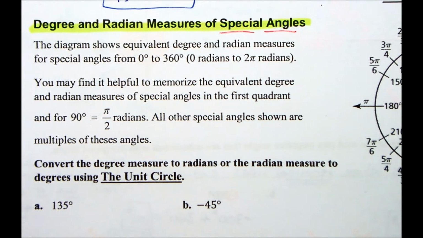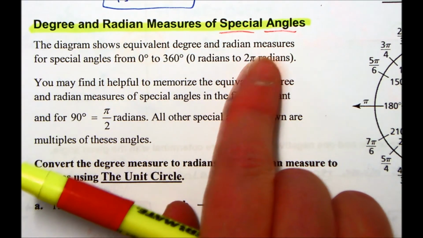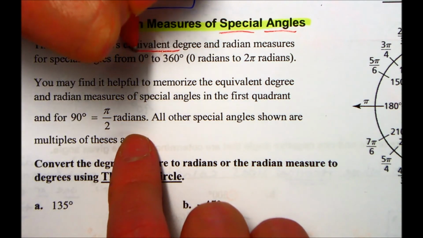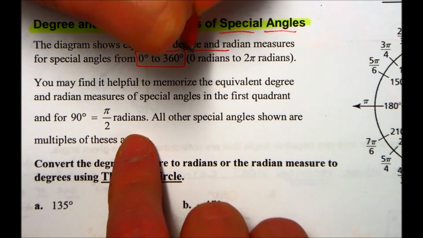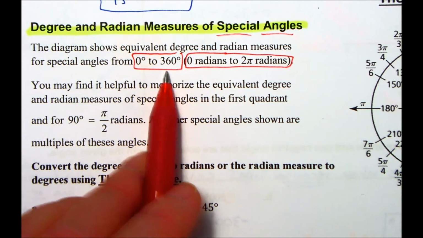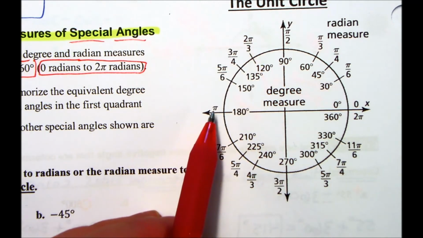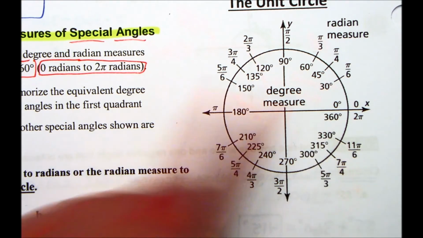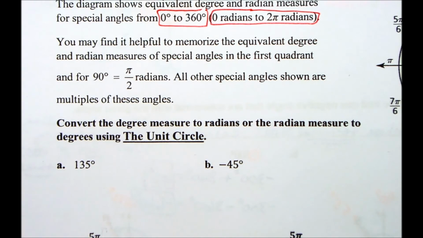Okay, so the diagram shows equivalent degree and radian measure angles for angles from 0 to 360 degrees, which is also equivalent to 0 to 2 pi radians. So 360 degrees is equal to 2 pi. Because if 1 pi is 180 degrees, then 2 pi is 360 degrees. So that's something that you would benefit knowing.